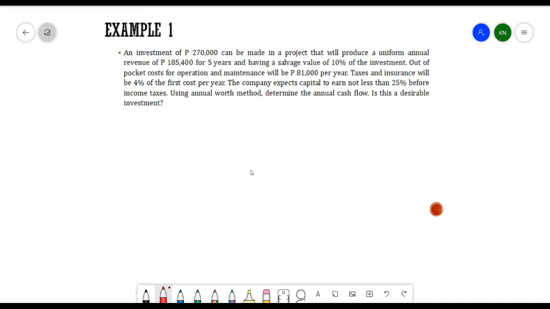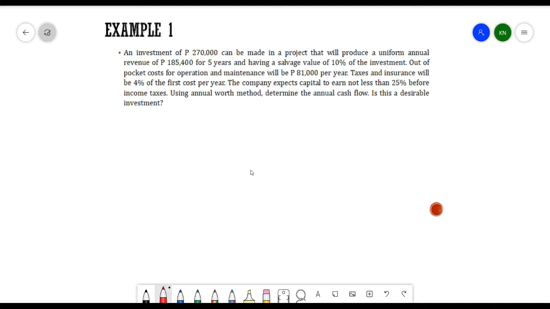Out-of-pocket cost for operation and maintenance will be 81,000 pesos per year. Taxes and insurance will be 4% of the first cost per year, and the company expects capital to earn not less than 25% before income taxes. Using the annual worth method, determine the annual cash flow. Is this a desirable investment?